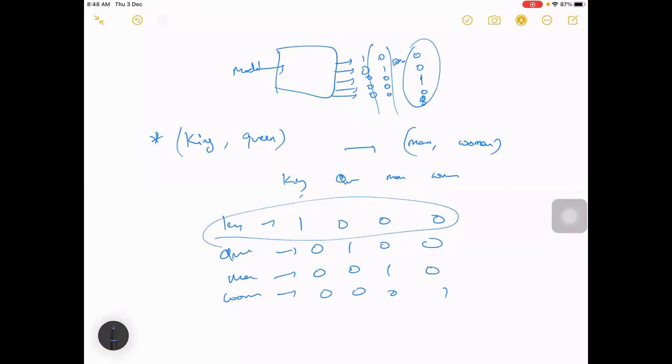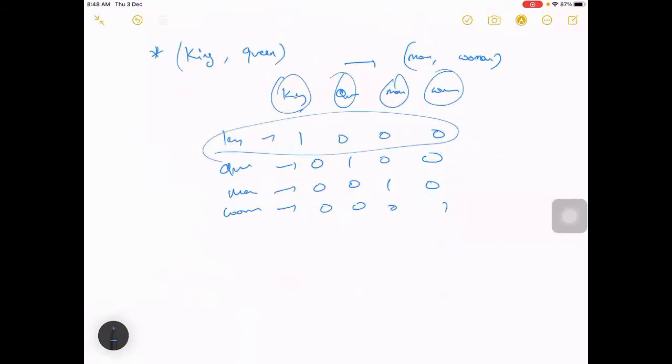But king and queen are somehow related, right? And man and woman are also related. So how can we represent that relationship? Is it possible? Does it make sense?